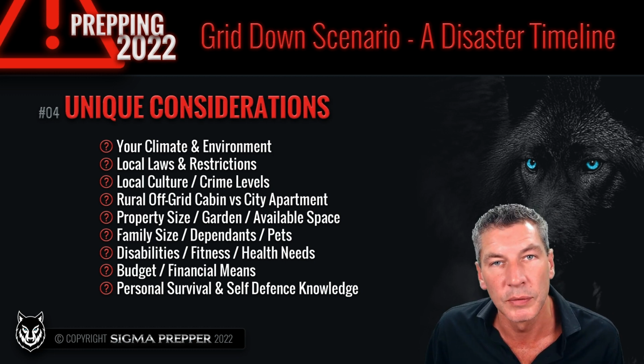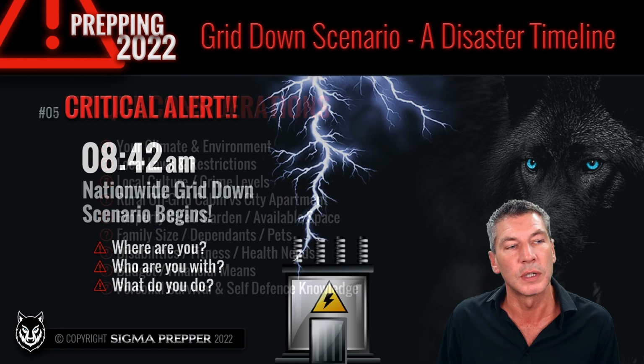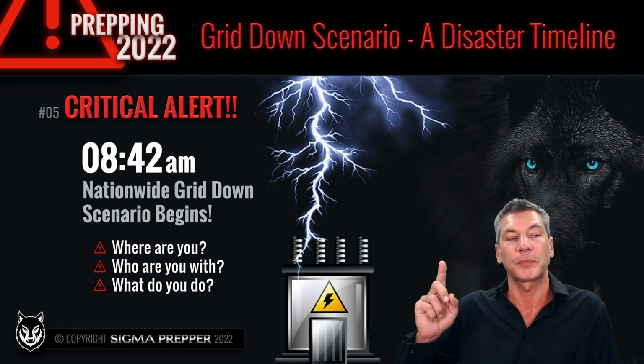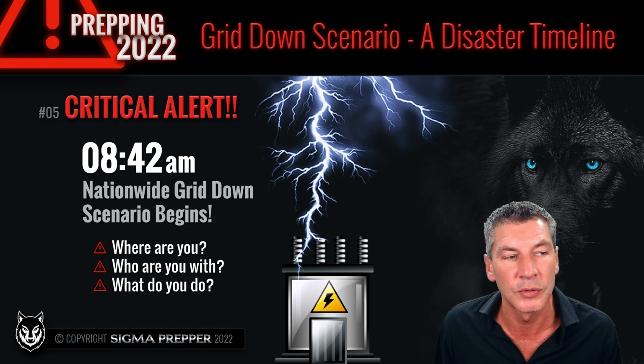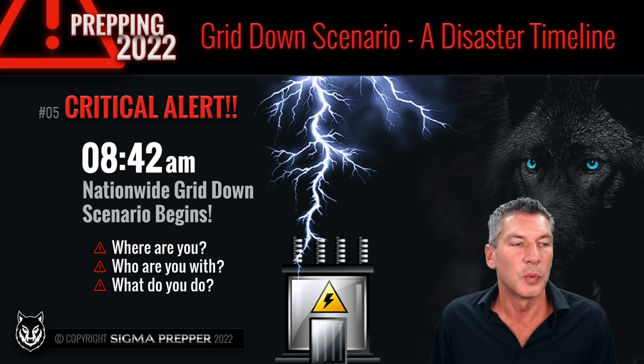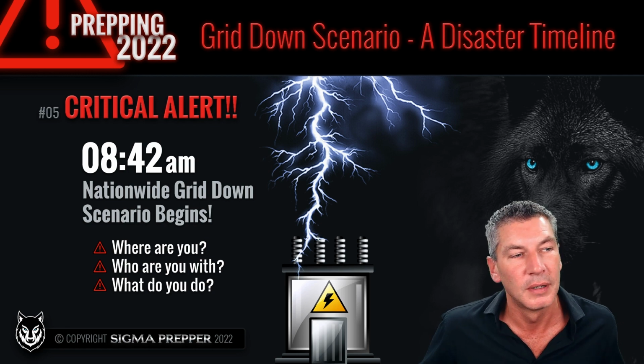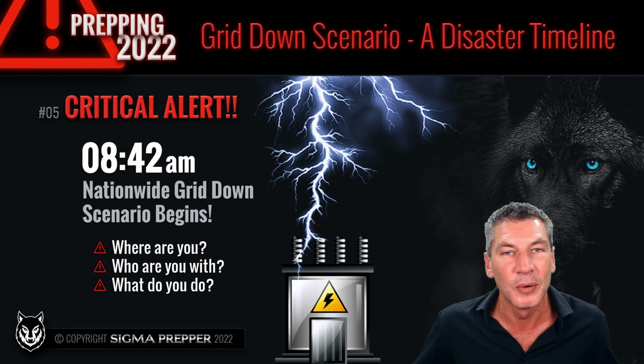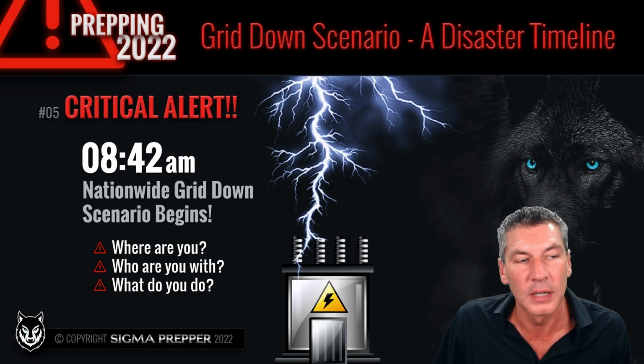So everyone's going to be in a different situation. But what I've put together today with the critical alert: a nationwide grid down scenario begins at 8:42 a.m. So we are in deep SHTF scenario mode right now. Right, so here we go then.